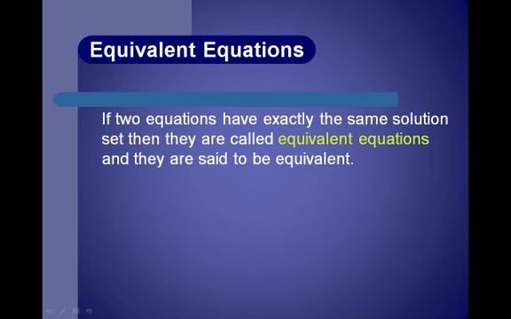If two equations have exactly the same solution set, then they are called equivalent equations, and they are said to be equivalent. We're going to use this fact when we start solving equations. For instance, we may have an equation 2x plus 3 equals 5. Just looking at that, we may not know what the solution is.